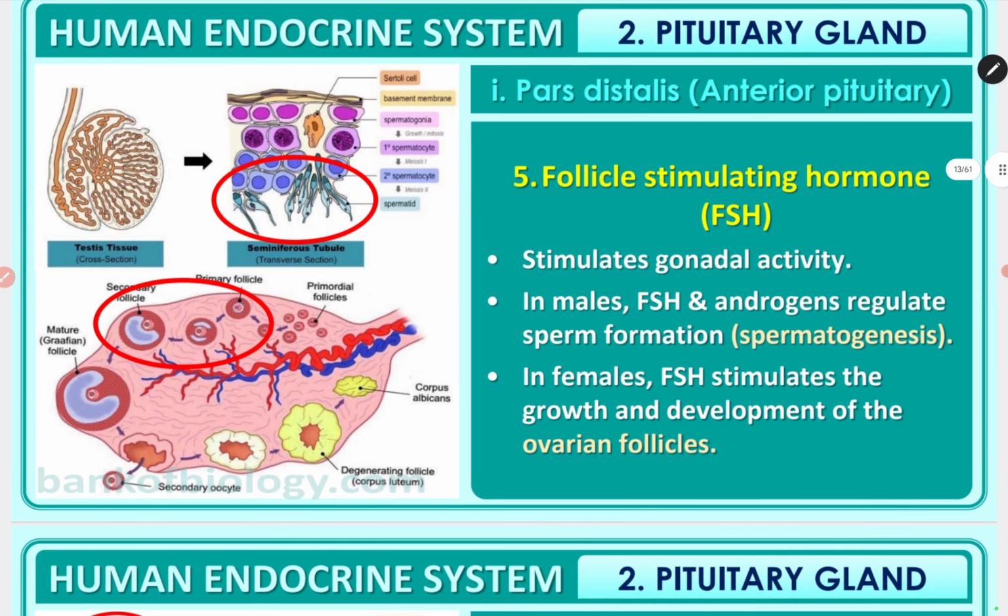Fifth is follicle stimulating hormone, FSH. It stimulates gonadal activity in males. FSH and androgens regulate the formation of sperm, that is called spermatogenesis. In females, the follicle stimulating hormone stimulates the growth and development of the ovarian follicle, or immature egg, that is present inside the ovary.